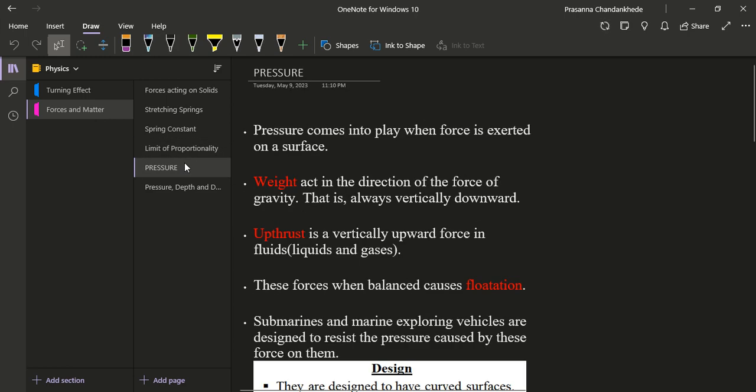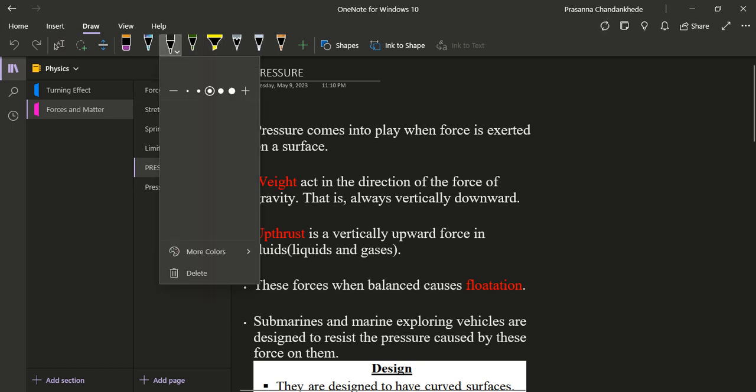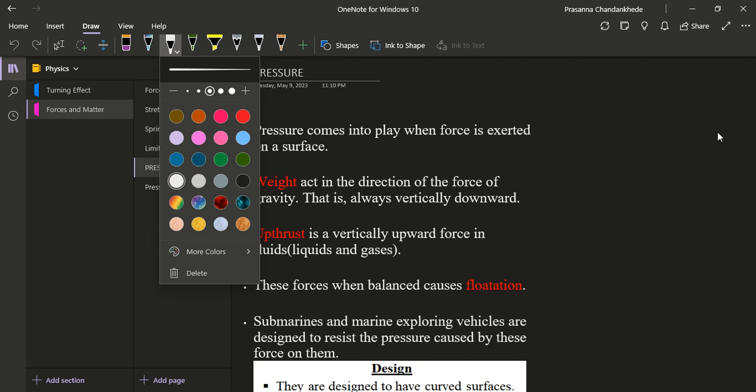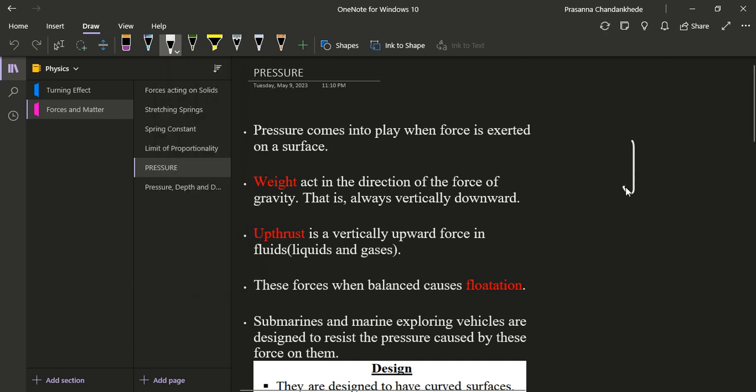Let's go to pressure. We all know pressure. Pressure comes into play when force is exerted on a surface. Let me draw that here. Change color to white. Okay, let's say this is our force and this is our area. So the force that is exerted here is the force over the area.